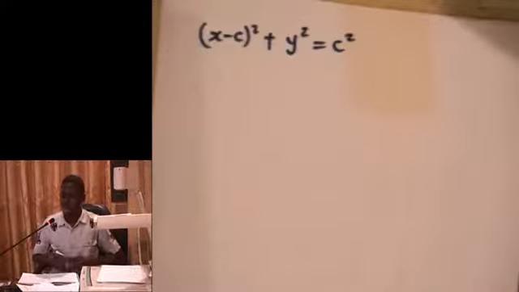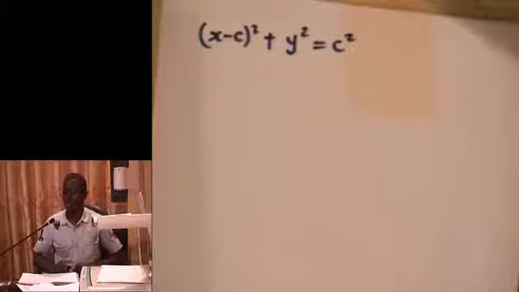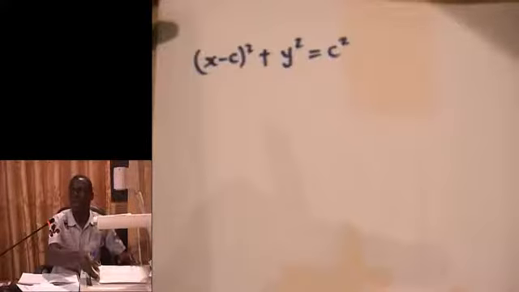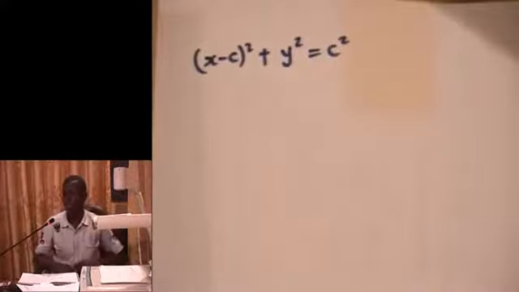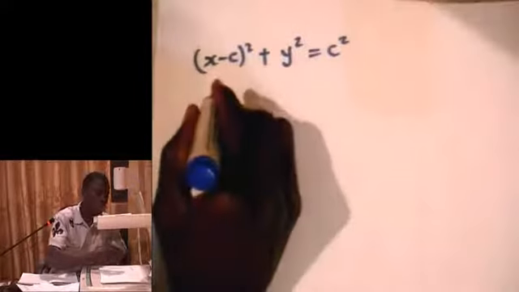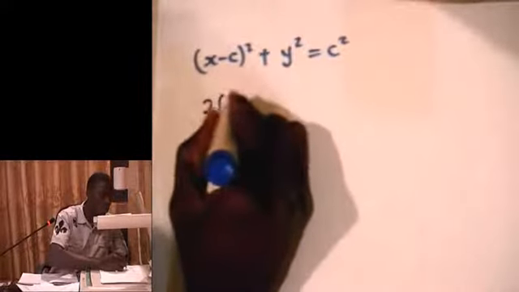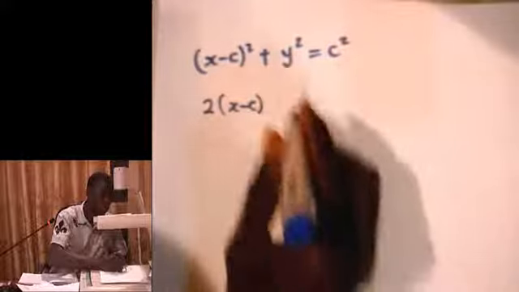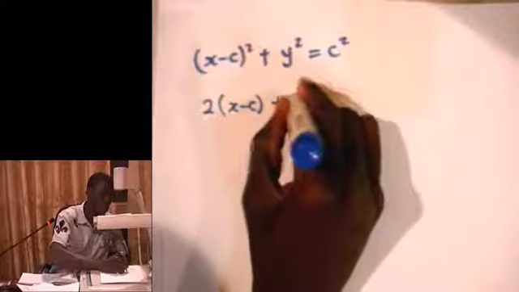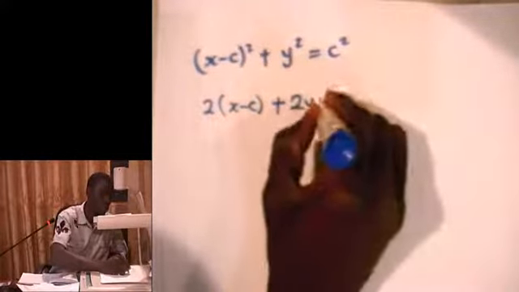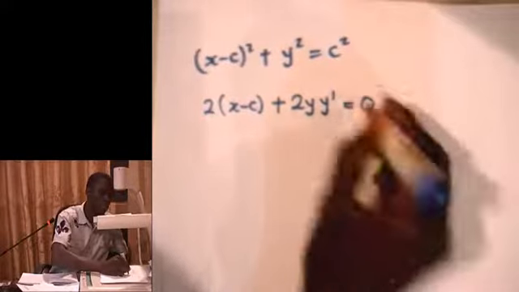That's the 5th one. Eliminate the constant c from the equation. Okay, how do we go about this? How many constants do we have here? 1. It means the differential equation will be first order. So let's differentiate this once. I have 2(x minus c) plus 2y y prime equals 0.